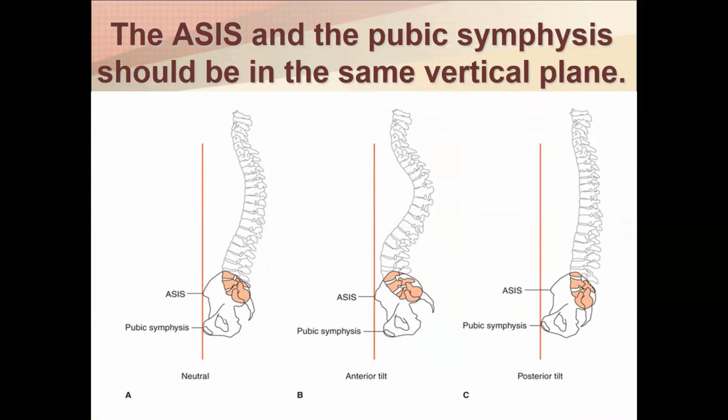The ASIS and the pubis symphysis should be in the same vertical plane, meaning if we feel for those ASIS and the pubis symphysis, they should sort of be in line with each other. There shouldn't be too much anterior tilt or too much posterior tilt.